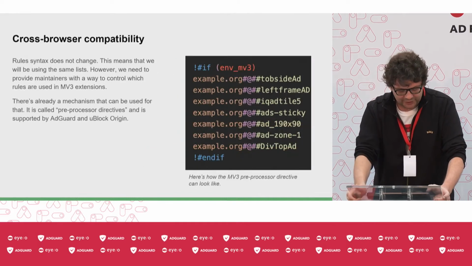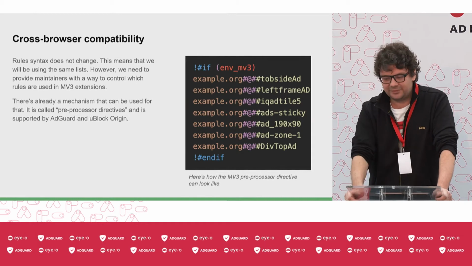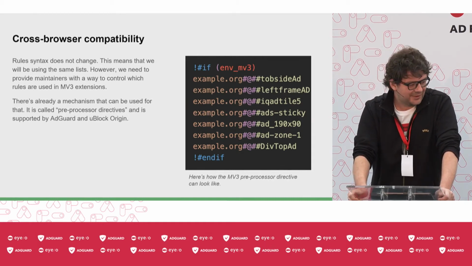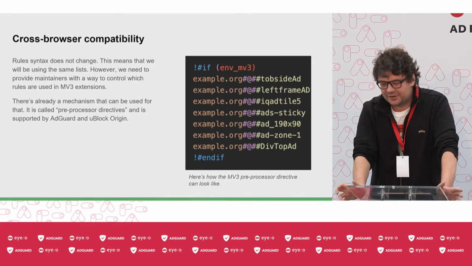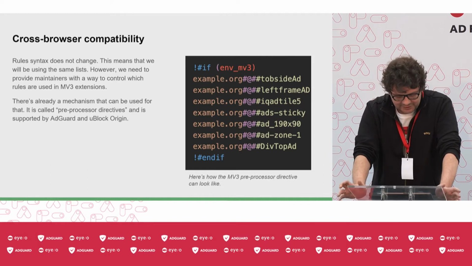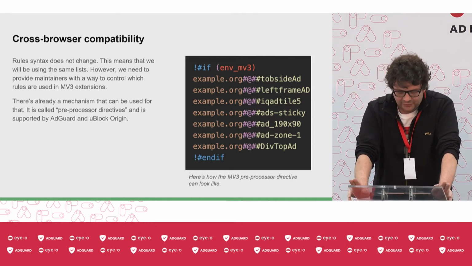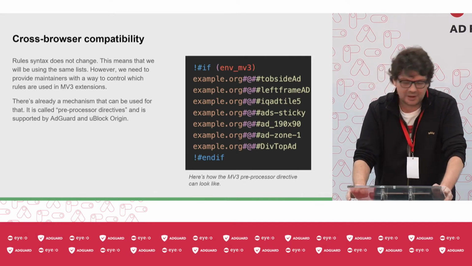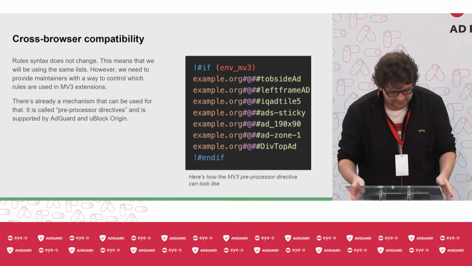The second point, this one is not for browser developers. This one is more about us. So rule syntax, it doesn't change. This means that we will be using the same lists for all extensions, regardless of whether this is an MV3 extension, an MV2, or, I don't know, a desktop product.